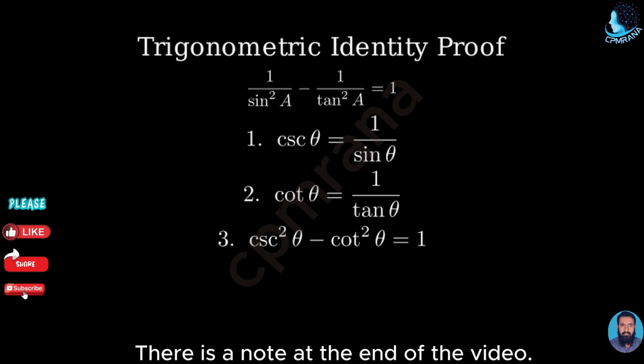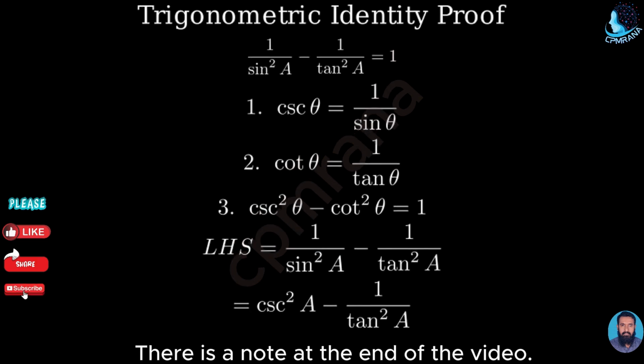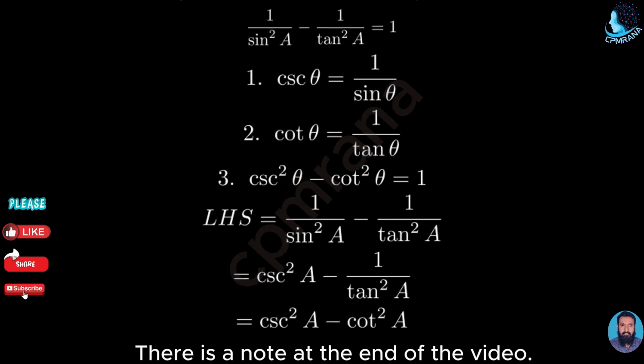Let's begin our proof. We start with the left side of our equation. 1 over sine squared a minus 1 over tangent squared a. Using our first identity, we can rewrite 1 over sine squared a as cosecant squared a. Similarly, using our second identity, we can rewrite 1 over tangent squared a as cotangent squared a.